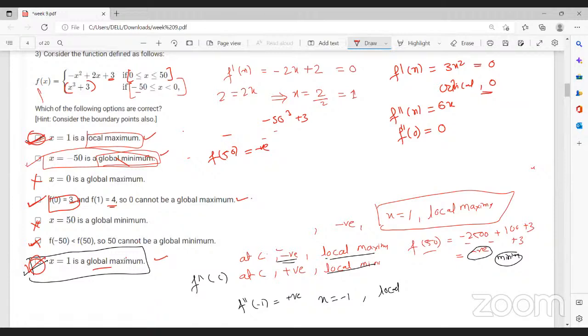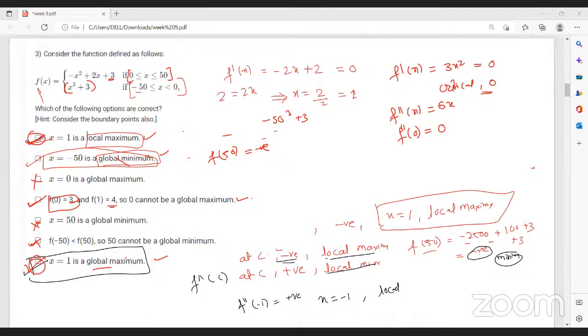So on the portal, only 3 options are showing correct. Sir, why is the sixth option wrong, sir? Directly, can we say that if f of minus 50 is less than f of 50, then 50 can be a global minimum? Is this a condition? No, no. We have to find out the value of this particular function at the critical point also, na?